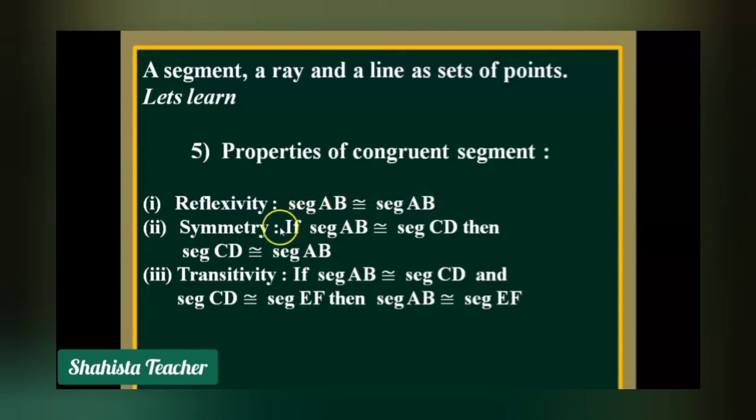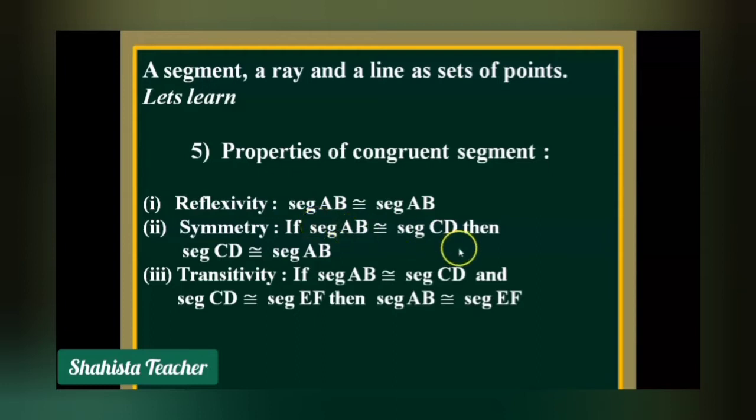Now let's learn the symmetry property. The meaning of the symmetry property of congruence is that if a figure, here called A or B, is congruent to or equal to another figure, then the other figure is congruent to the first. So they are symmetric.